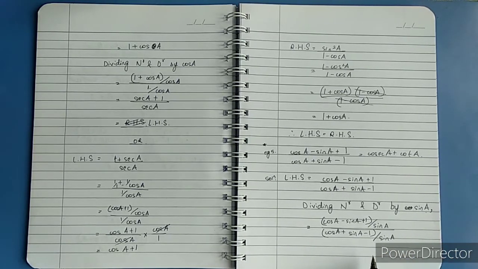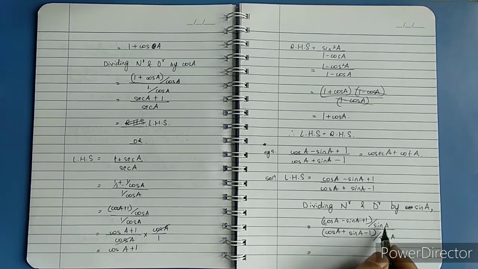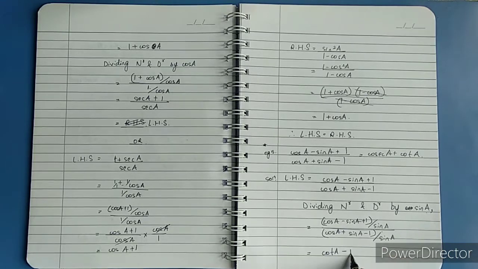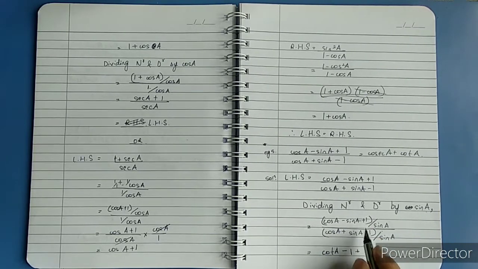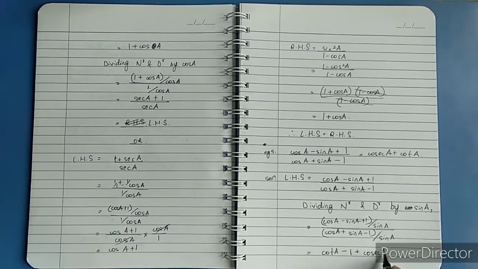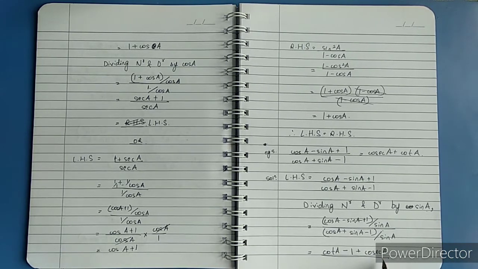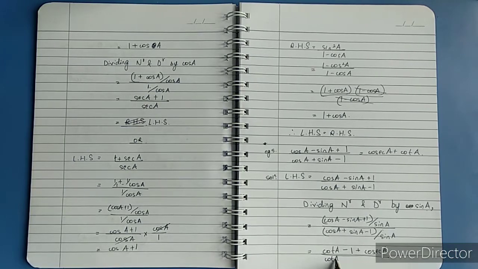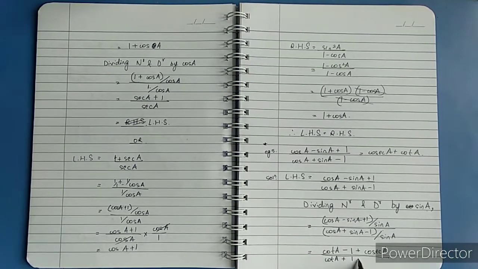In this particular method, you will need to memorize the steps one by one. If you forget one step, then you will find it difficult to solve this question. Cos A by sin A is cot A, minus sin A by sin A is 1, plus 1 by sin A is cosec A, by cos A by sin A is cot A, plus sin A by sin A is 1, minus 1 by sin A is cosec A.